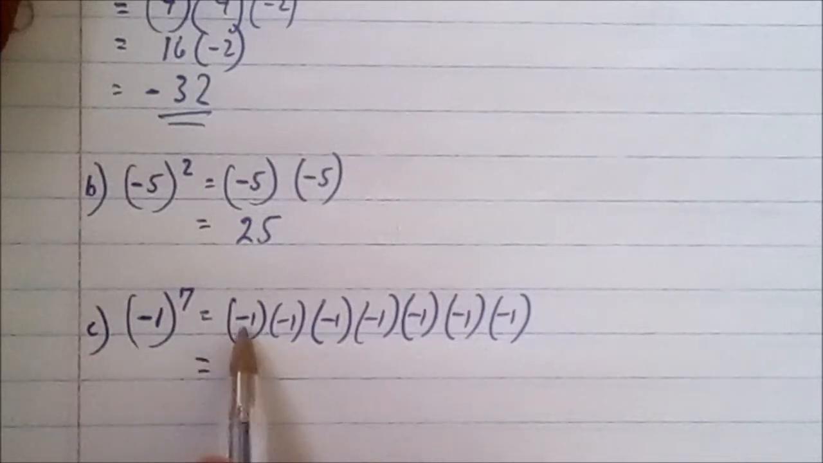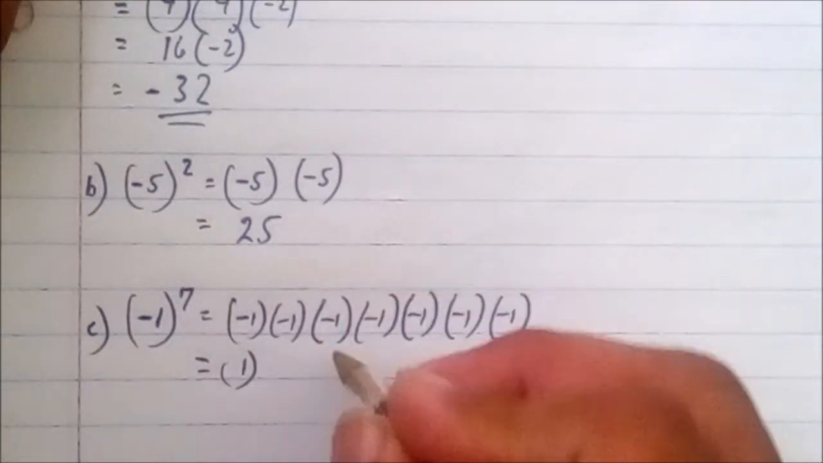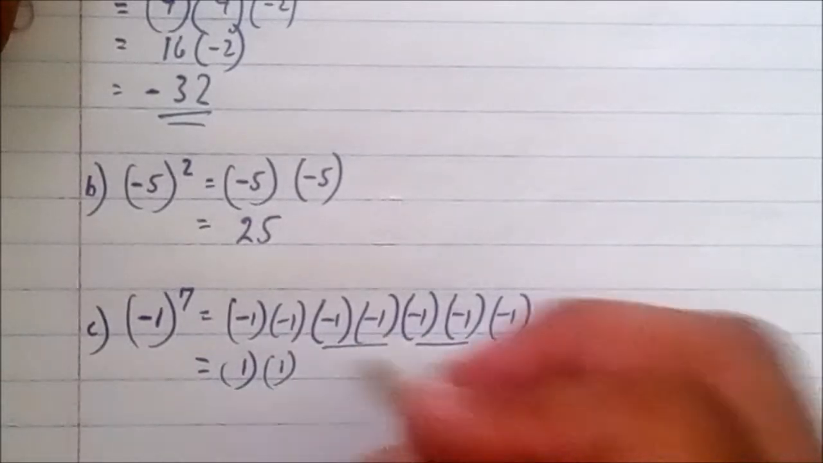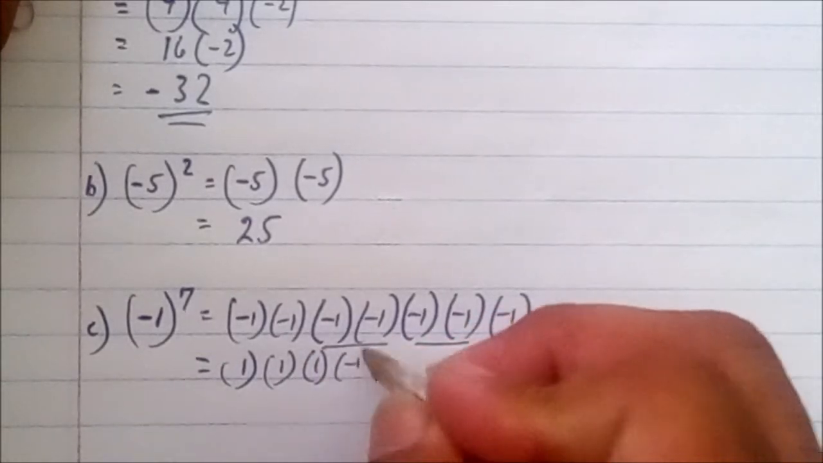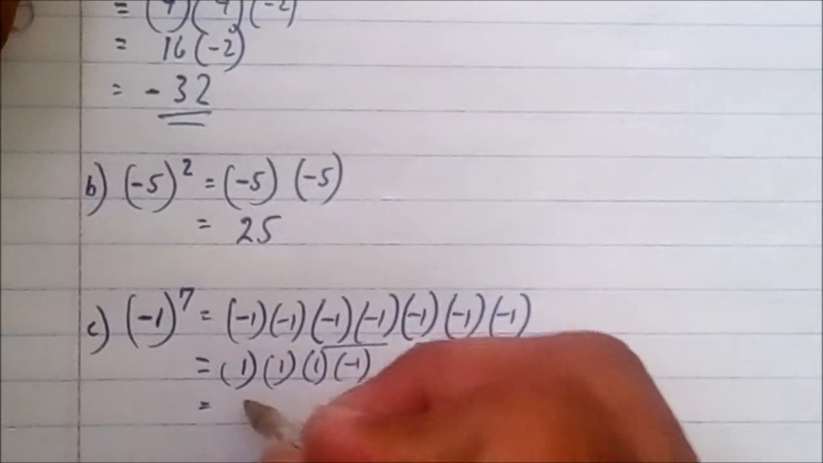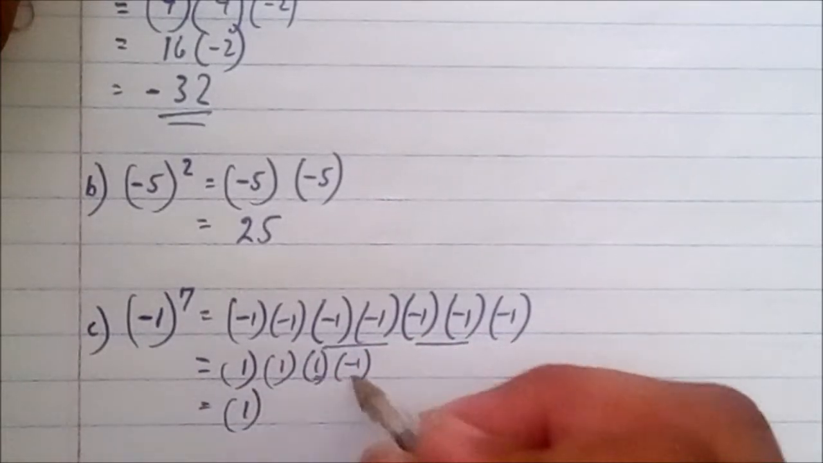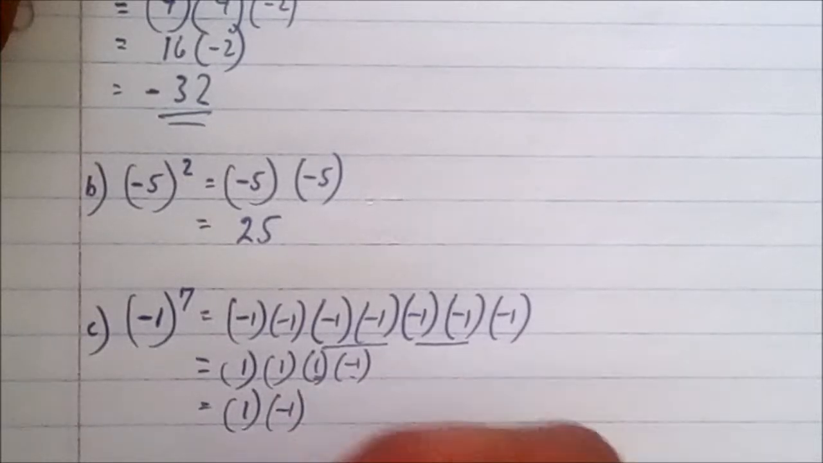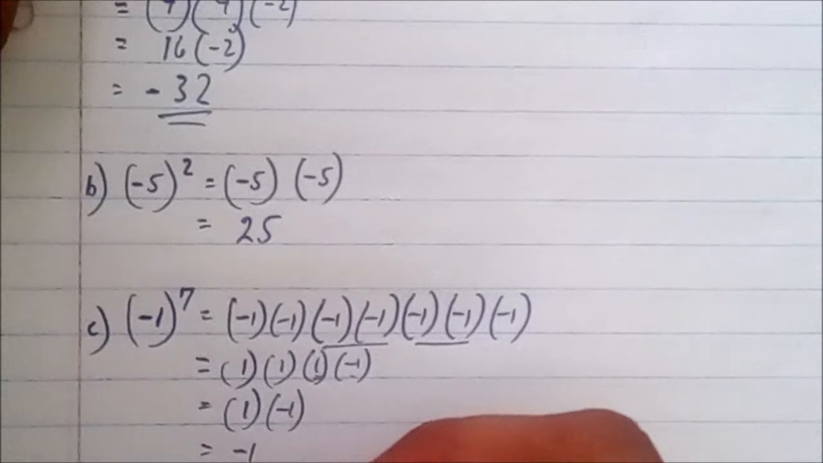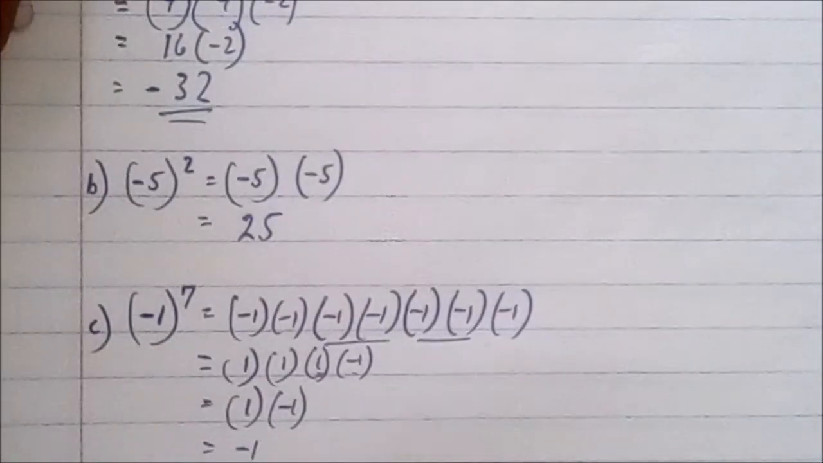So multiply the first two, we end up with positive 1. Multiply the second two, we end up with positive 1. Multiply the third set of two, positive 1 times negative 1. Then we multiply these two ones, that gives us 1. These two will give us negative 1. Then multiplying two numbers with different signs, we end up with a negative 1. And that's our solution for that particular problem there.